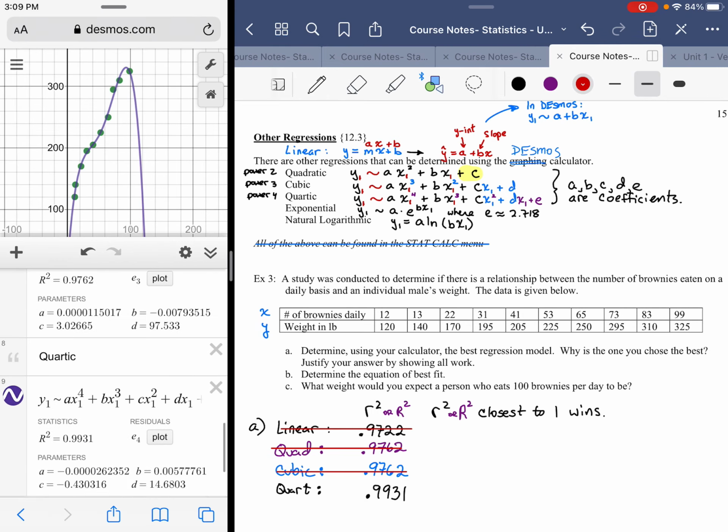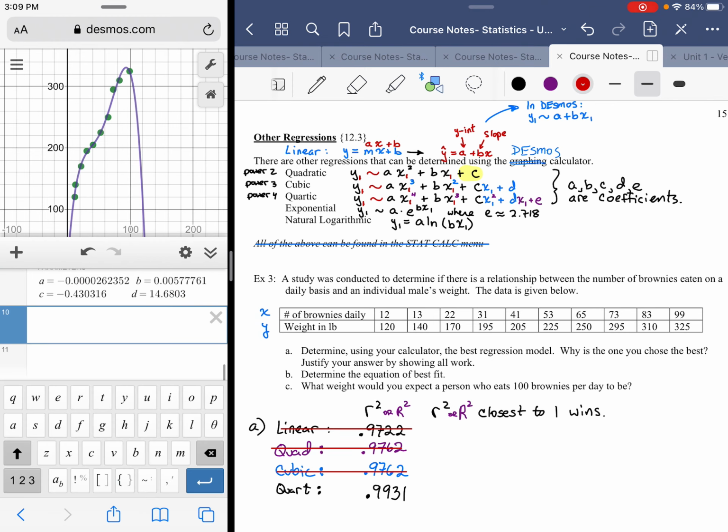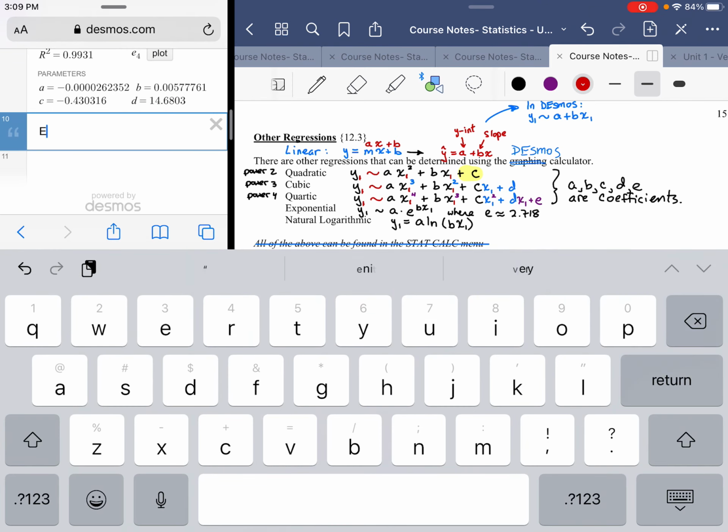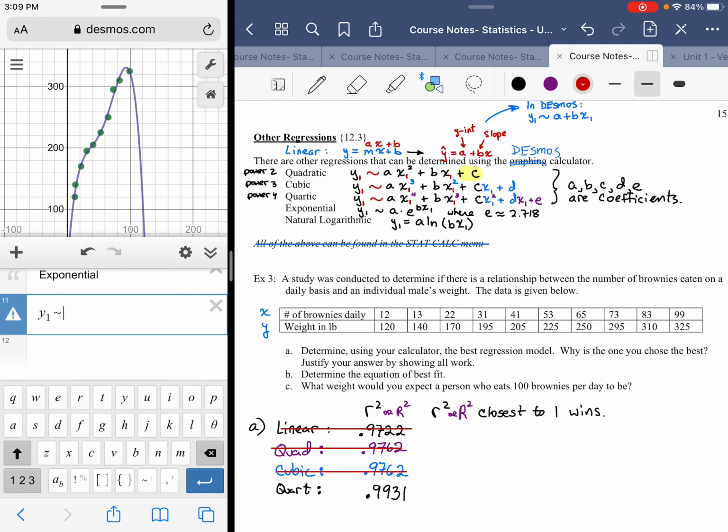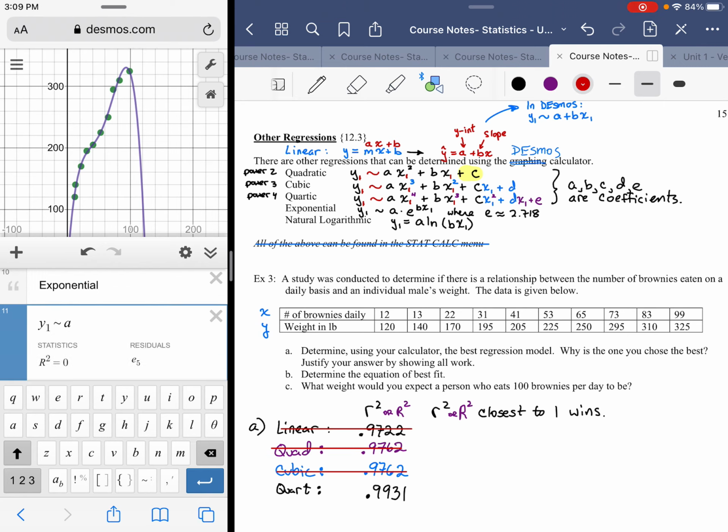Exponential. So y1, this one I'm going to take from scratch, because there's not enough similarity between it and the other models to make it worth trying to do a duplicate. I pretty much delete everything.